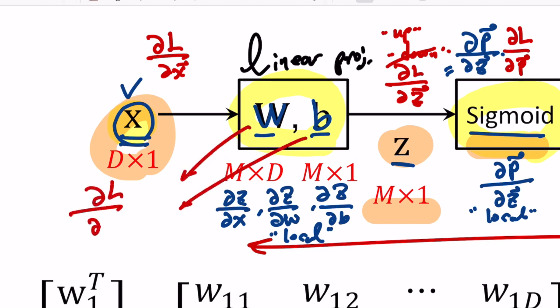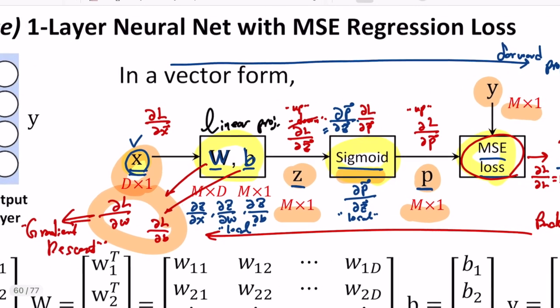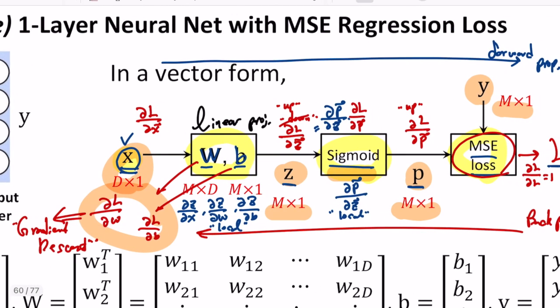L over x, L over w, then L over p. Then this can be used in the gradient descent algorithm to update and to find the optimal W star and B star. That's going to be our backpropagation. It's very simple, right?